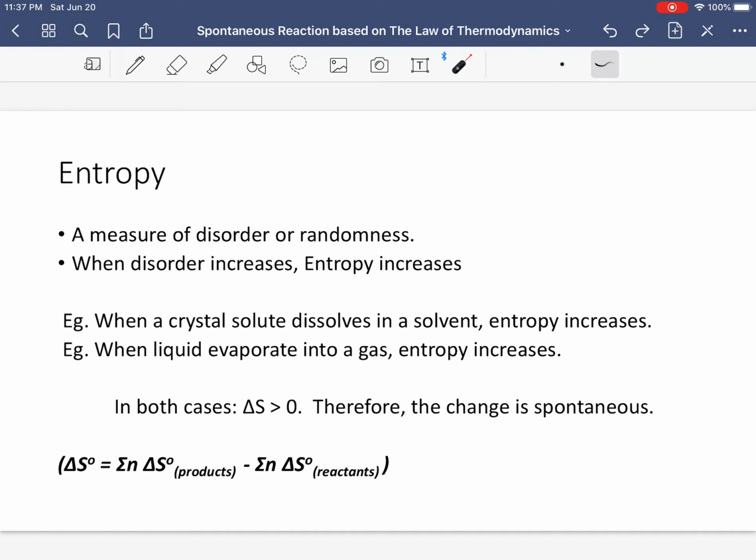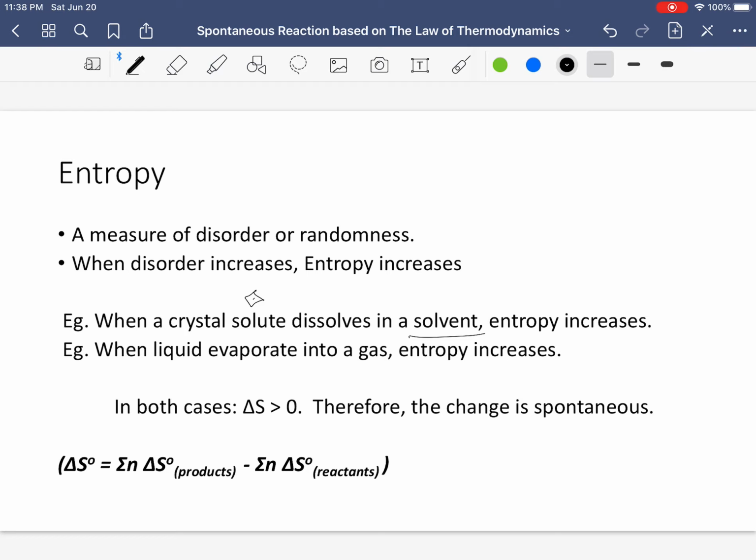Okay? Example number 1. You have some sort of crystal solute. It's a crystal. It's a solid. You put it in a solvent, water. What will happen to this solute? Well, it dissolves, right? It will dissolve into its cation and anion counterpart. Is the system more disordered or less disordered?